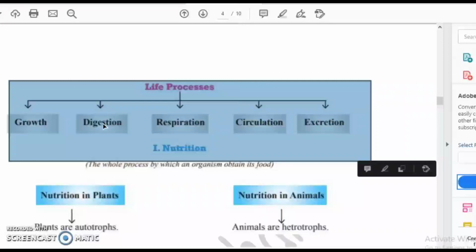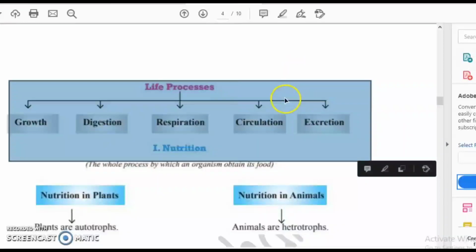That is respiration. Circulation and transport: food materials, waste materials, gases, different things need to be transported to different parts of the body. For that, there must be some system, that is circulation and transportation. And excretion: the unwanted toxic waste materials need to be thrown out of the body, that is excretion.